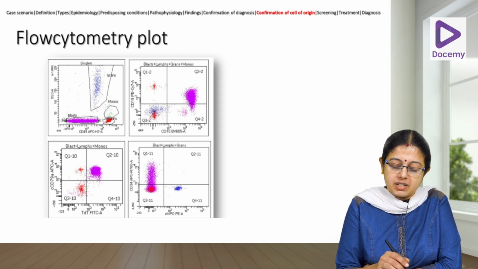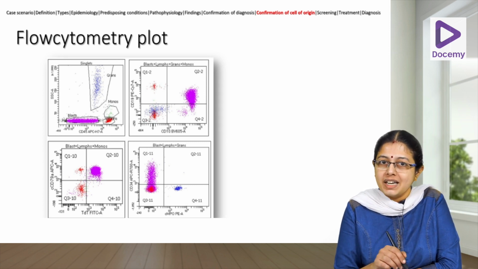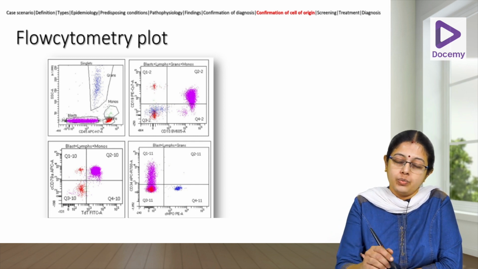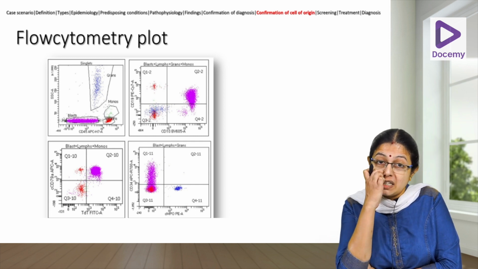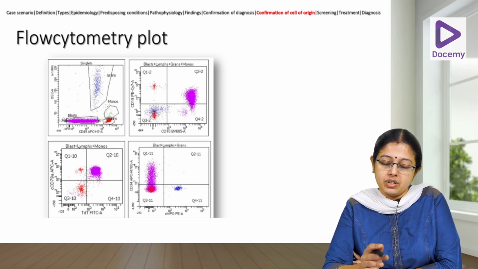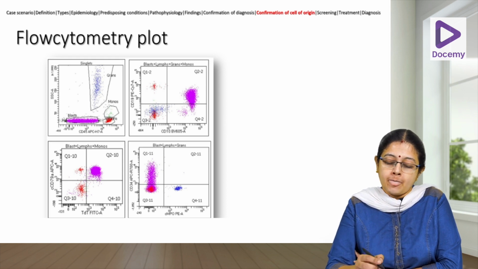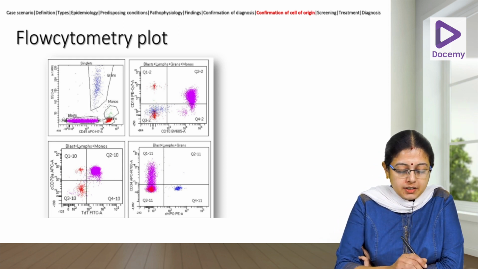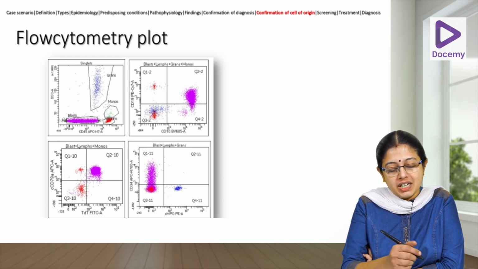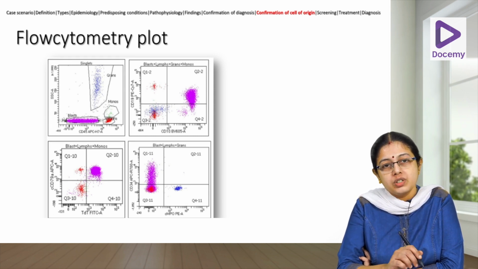So different markers are shown on either side, on the x-axis and the y-axis, and you have the scatter plot showing you which is the group of cells, the clonal group of cells, and these are the normal cells which do not show a clonality. Okay. So we've gone through the flow cytometry plot.